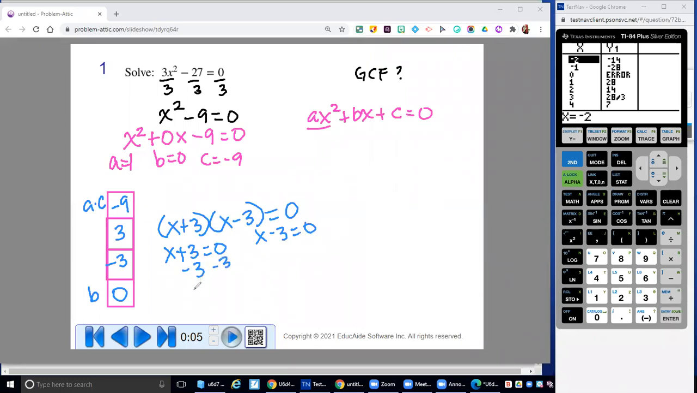Doesn't the 9 need an X? Let me see. No, because it's just -27 divided by 3. Yeah, so it's just -9. And then here, this will zero out. And we have X is equal to -3.